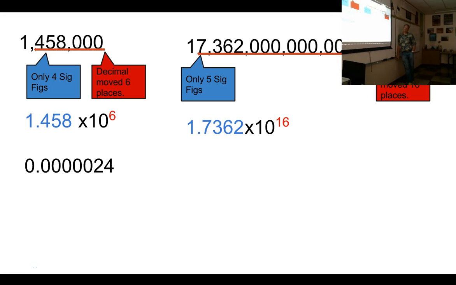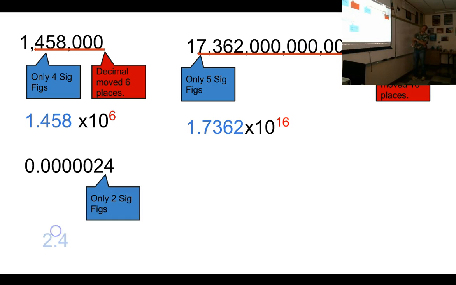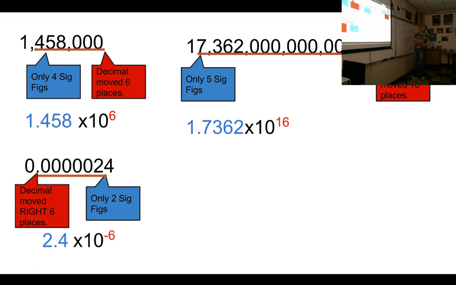Celeste, how would I express that number in scientific notation? How many significant digits first? 2. So 2.4 times 10 to the... 2.4 moves 6 places, so times 10 to the negative 6. Good job.